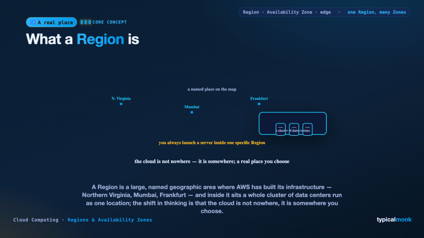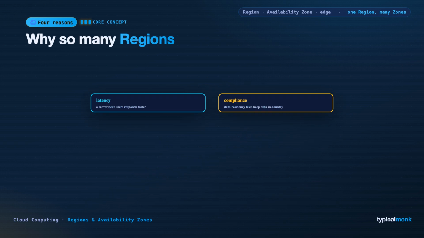So the takeaway: a region is a named geographic area, a real place on the map where Amazon Web Services runs its data centers and where your application physically lives. Amazon Web Services runs dozens of regions across the globe, and it is worth understanding why it does not just build one giant one. There are 4 reasons, and each one will shape your design decisions.